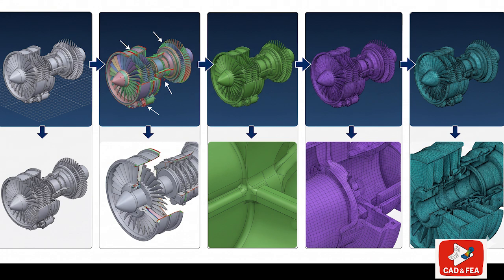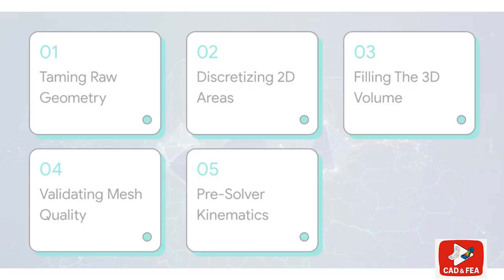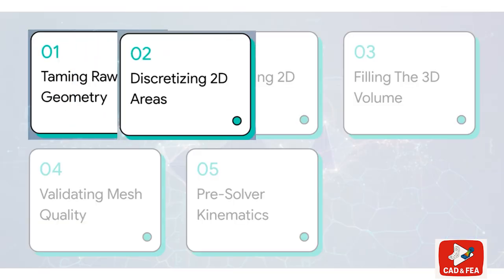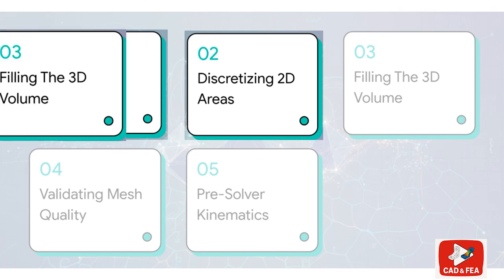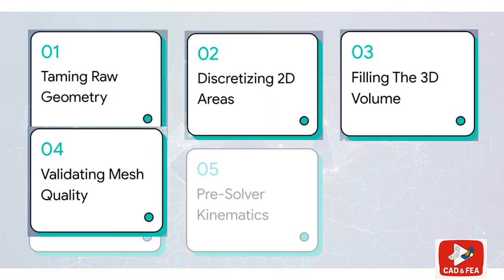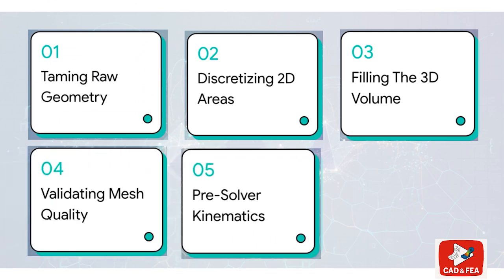We're going to follow a piece of geometry down a sort of digital assembly line, tracking it from raw import all the way to a solver-ready matrix. We'll hit 5 key steps. First, taming the raw geometry. Second, discretizing 2D surface areas. Third, filling the 3D volume. Fourth, validating mathematical mesh quality. And finally, number 5, preparing pre-solver kinematics.